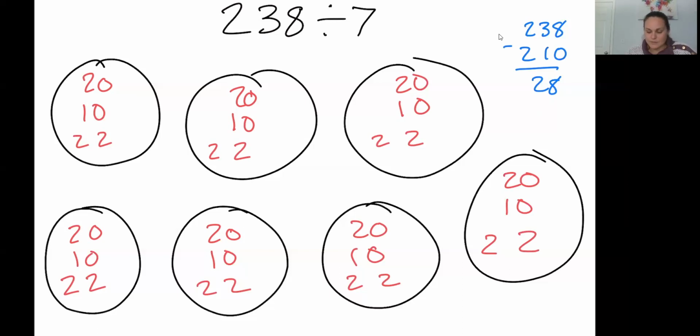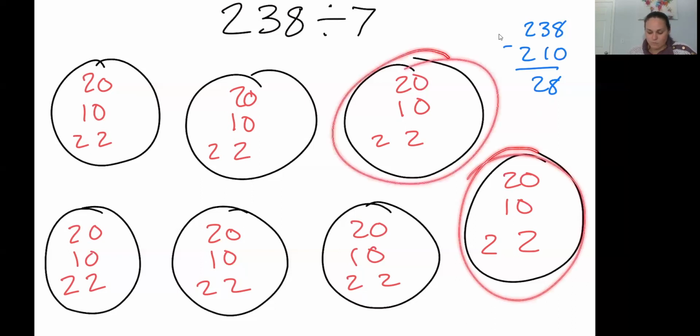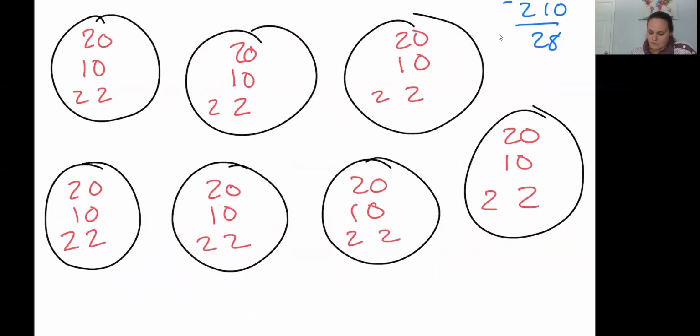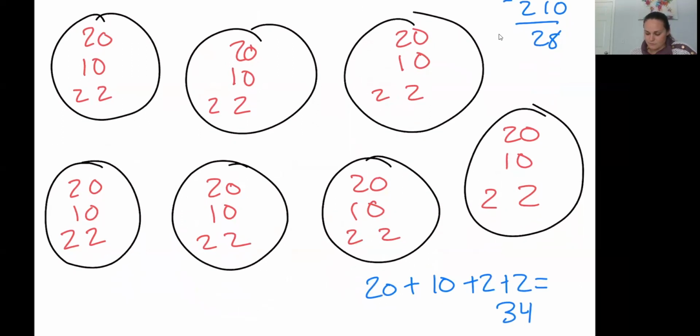And I can count how many are in each bubble. I can pick one because they're all exactly the same. So if I take them and I add them up, I'm going to scroll down a little bit. And I've got a 20 plus a 10 plus a 2 plus a 2. And I find that that gives me an answer of 34.